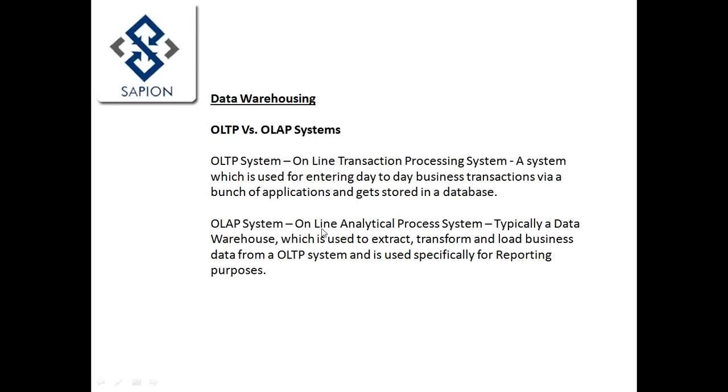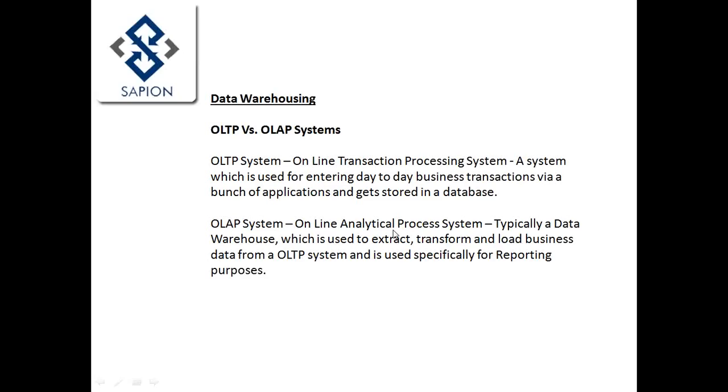What is an OLAP system? Online Analytical Processing System. Typically a data warehouse. That's what we are going to become experts in, isn't it? So a data warehouse which is used to extract, transform and load business data from an OLTP system. Meaning an OLAP system's major function is basically to extract data from different OLTP systems where transactions are happening on a day-to-day basis. Transform, meaning apply business rules. You can apply business rules to transform data and load it to a data warehouse or an OLAP system.